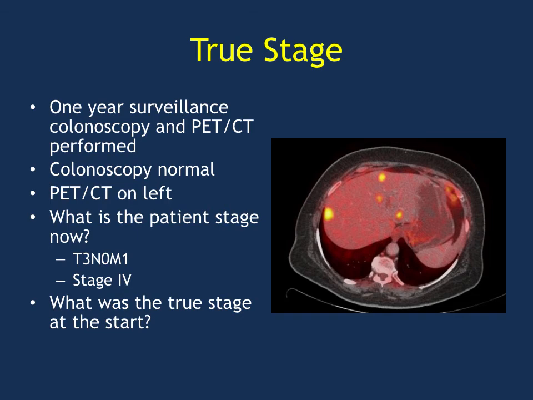So what is his stage now? So unfortunately, T3N2M1. So he is stage 4. So what you have to realize is, what was his true stage from the start? And I think you can say in this case that most likely his true stage was already stage 4. He already had micrometastatic disease. We just weren't able to recognize it.